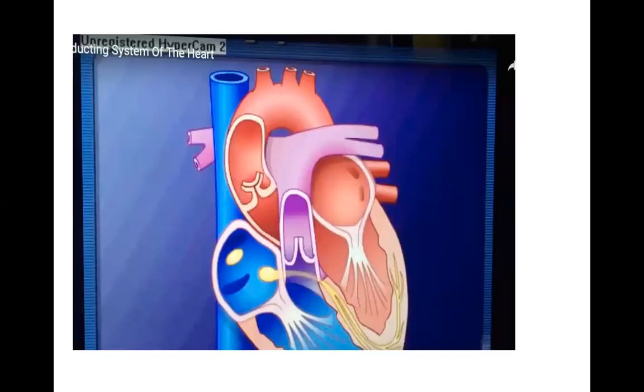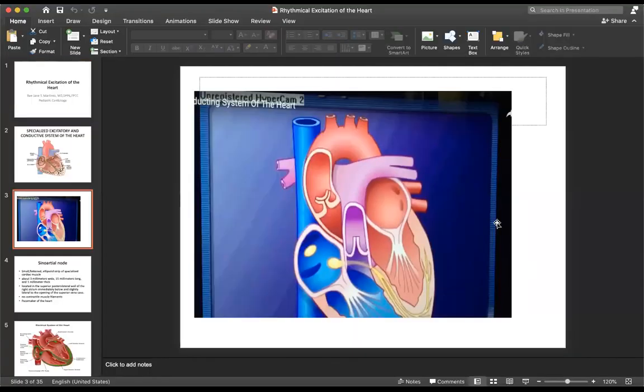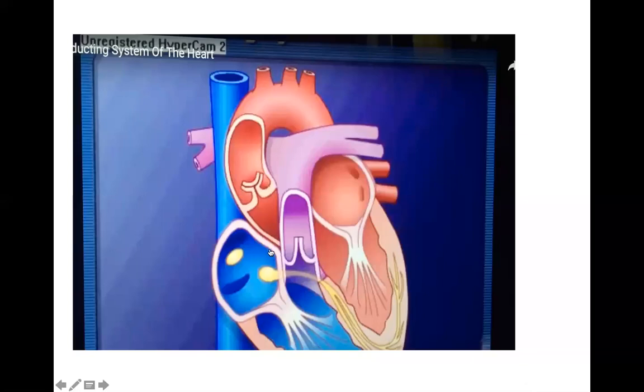So this is how the electrical system of the heart will start. So just listen.